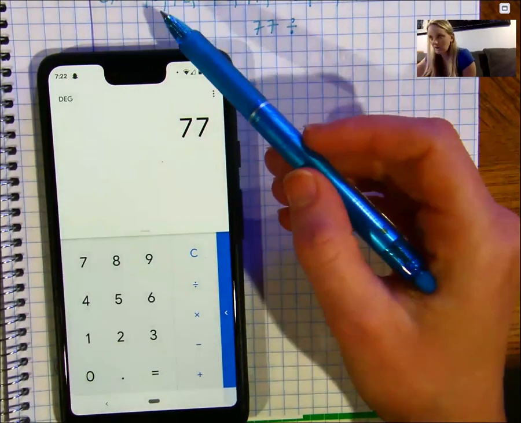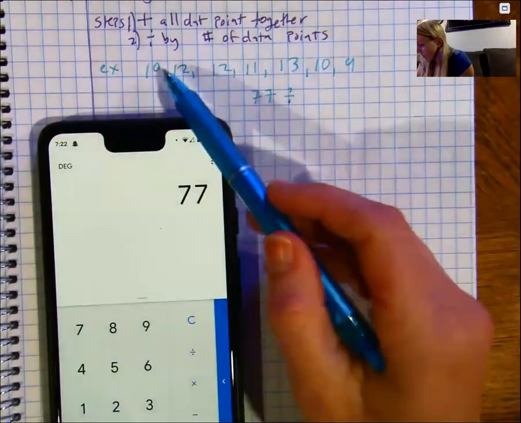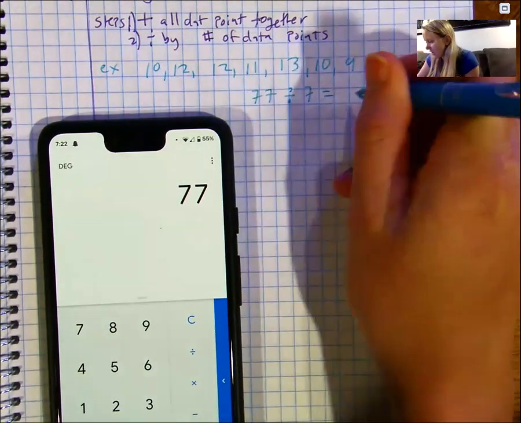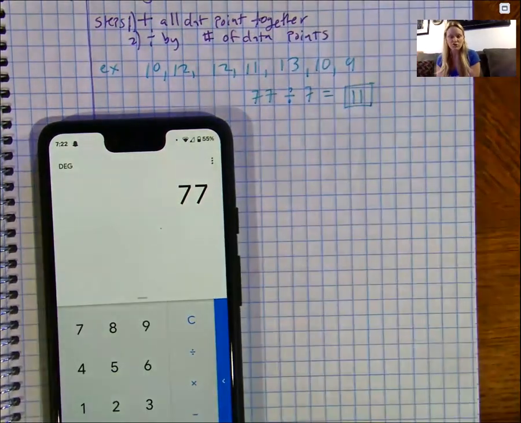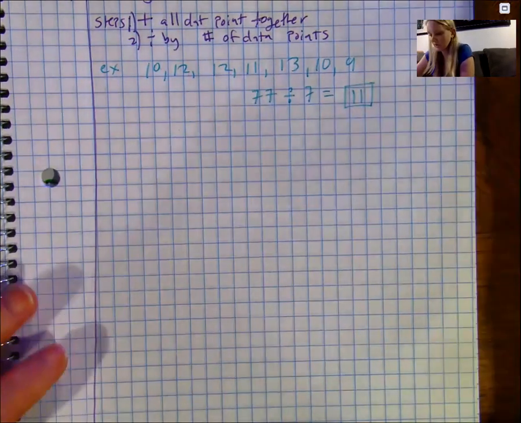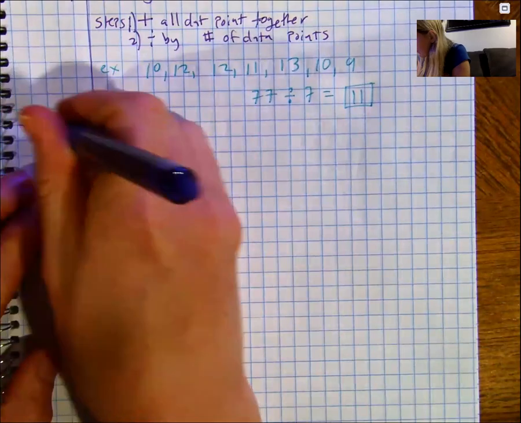So I'm going to count. Okay, let me scroll back up here. 1, 2, 3, 4, 5, 6, 7. Well, I don't need a calculator for this. I know that 11 is my average. So that means that the mean or the average age of kids at the movie was 11 for this showing. Right, let's move on to our next way to analyze data.